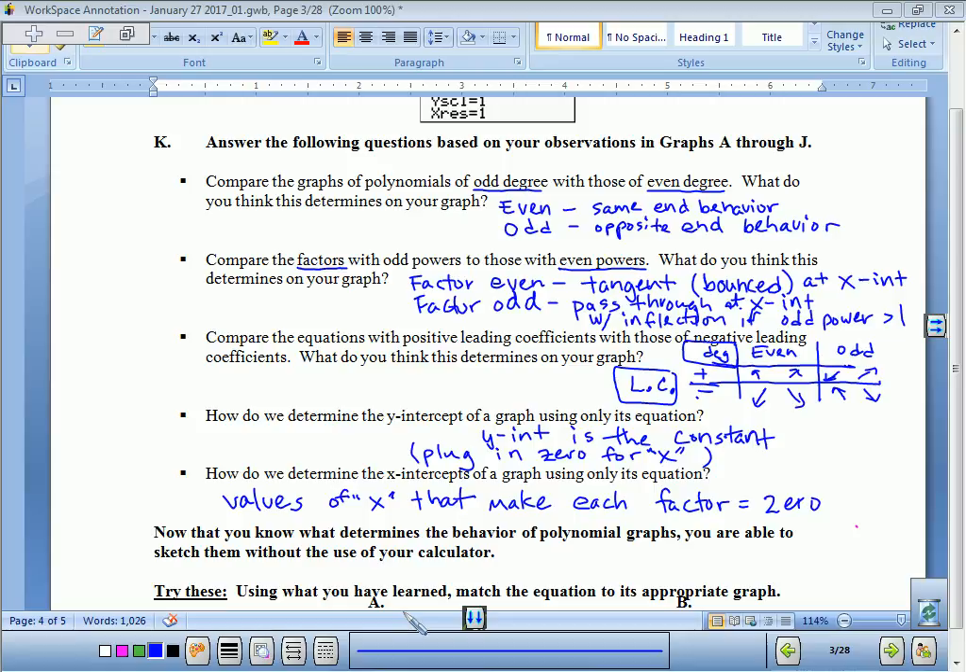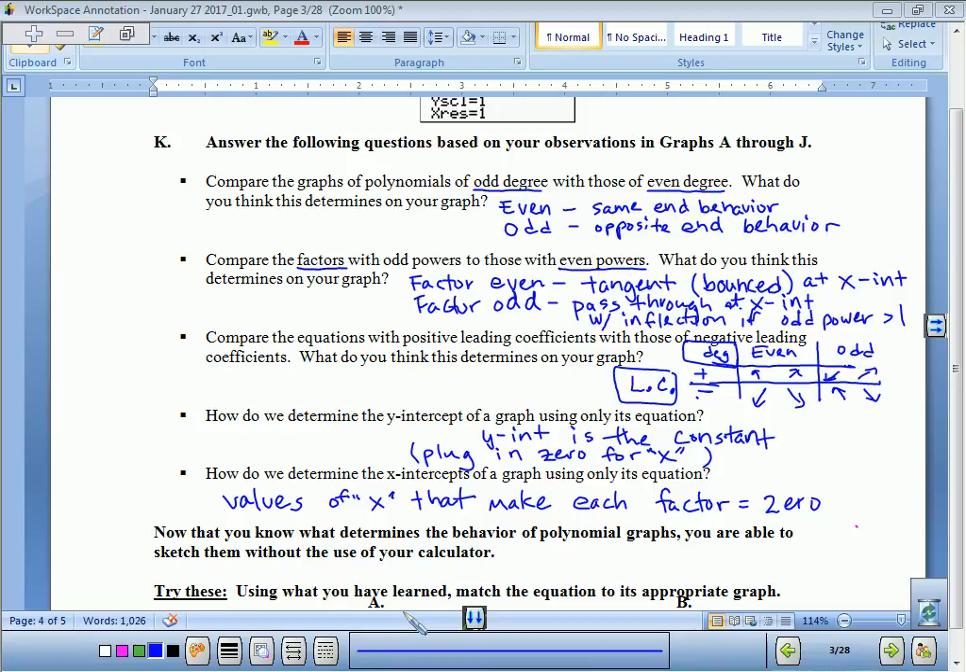If it is odd but has a negative leading coefficient, it's a reflection of that. So it rises to the left and it falls to the right, just like y equals negative x. Okay? So that was one thing we looked for. What are the ends doing?